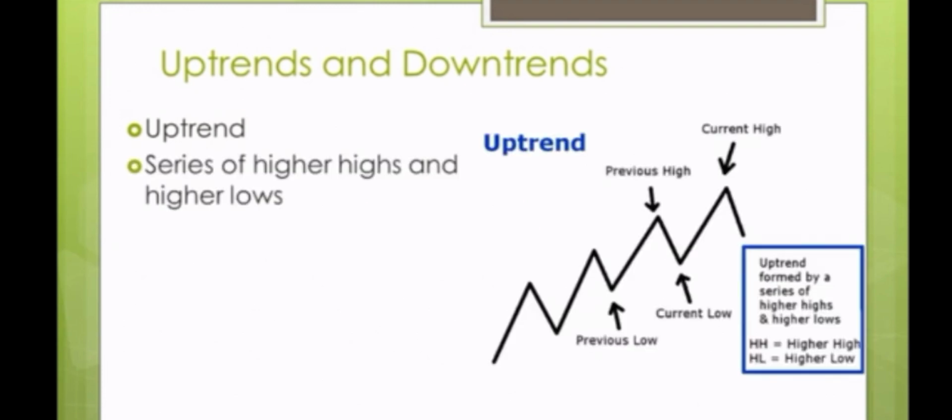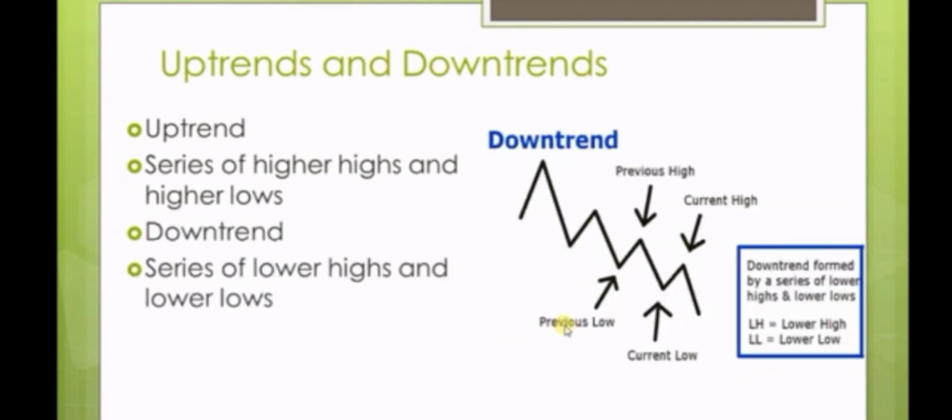In the markets, there are two kinds of trends, uptrends and downtrends. An uptrend is defined by a series of higher highs and higher lows. So what is a higher high? A higher high is when the current high, which is the newest high that was just formed, is higher than the previous high. And a higher low is when the current low is higher than the previous low. So the most recent low that was formed is higher than the previous low.